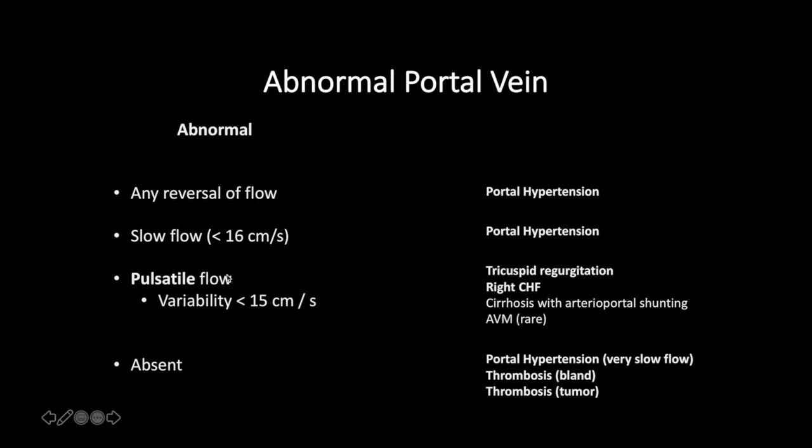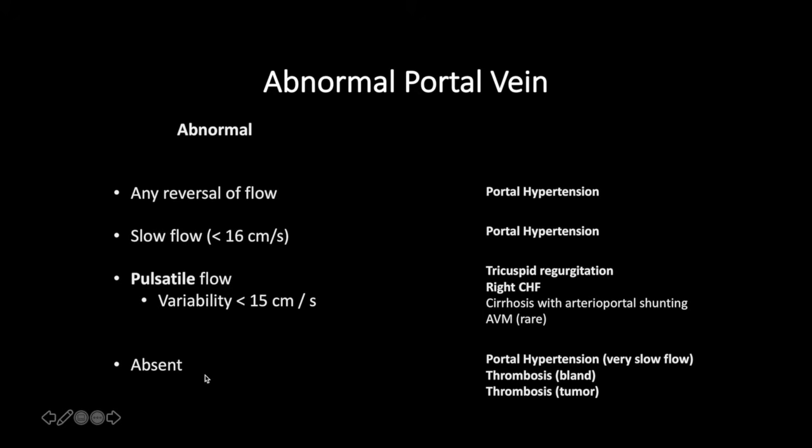You can have very pulsatile flow, and most commonly we see very pulsatile flow due to the bolded causes here, so tricuspid regurgitation and right heart failure, aka cardiac causes. You can also less commonly see it with various shunts in the liver, so you get arterial portal shunting in cirrhosis, for example, or an AVM, which is rare. But the most common situation is increased pulsatility as a result of a cardiac issue.